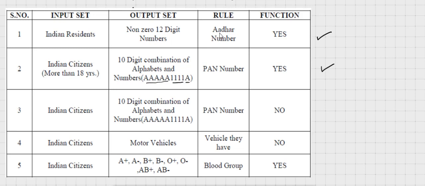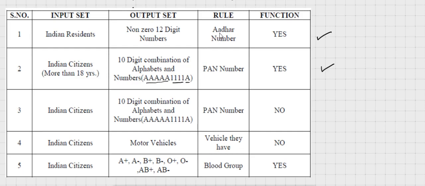Here the rule is PAN number. Every Indian citizen more than 18 years will have a PAN number. What is the second condition? They should have only one output. Here, is there any possibility for a member to have 2 PAN numbers? No. Okay. So 2 conditions for the functions were satisfied.